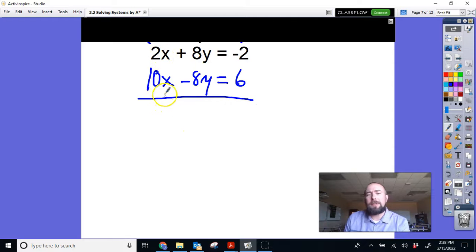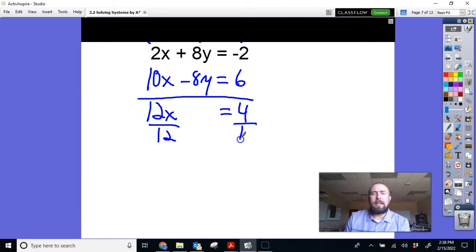What is 2x plus 10x? Good, 12x. 8y and negative 8y, they cancel out. Negative 2 plus 6 is 4. Now this one is a little bit uglier. You divide by 12 there and you end up with 4 over 12, or 1/3 as a fraction.